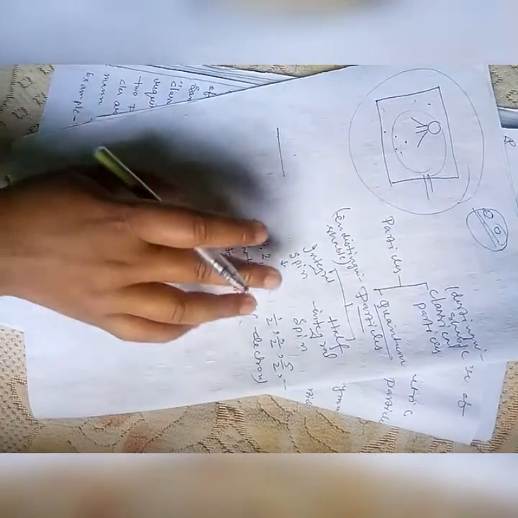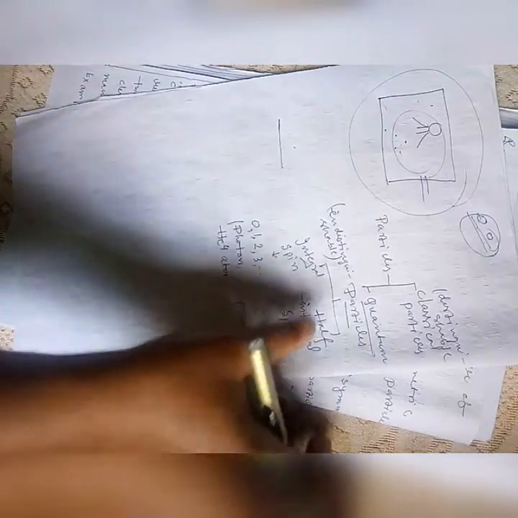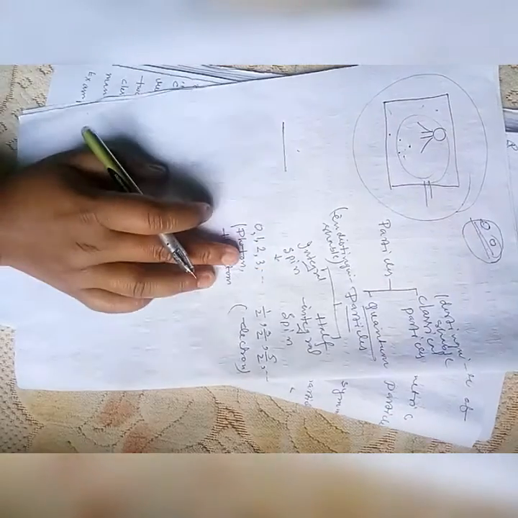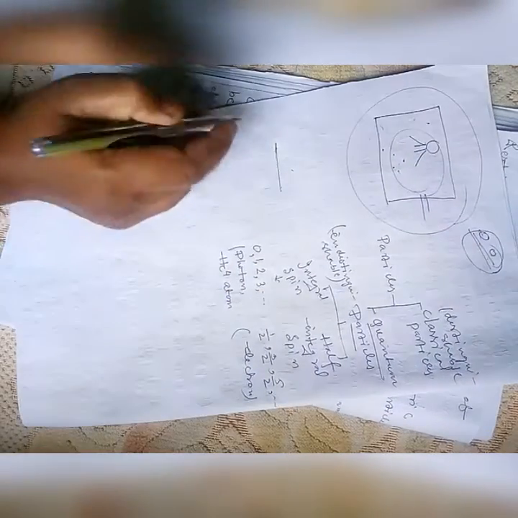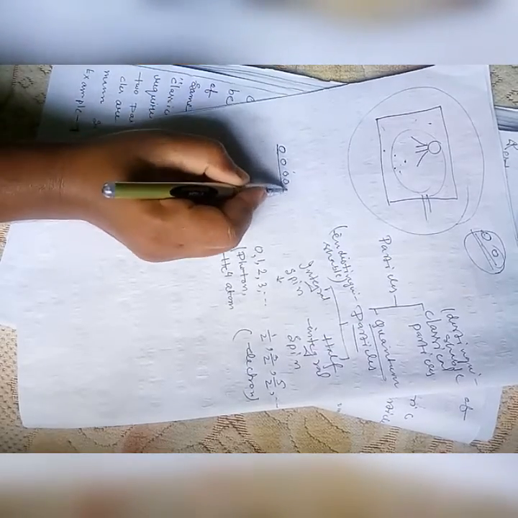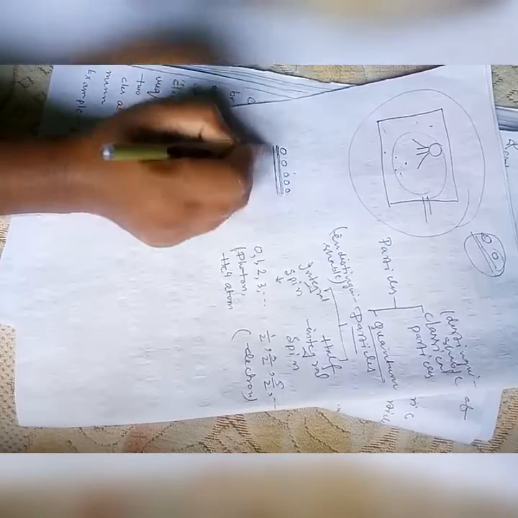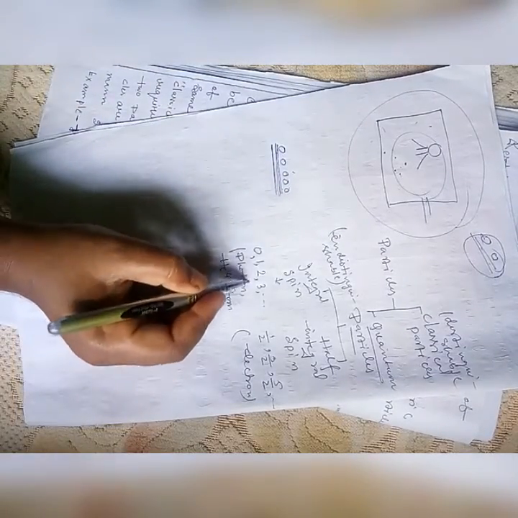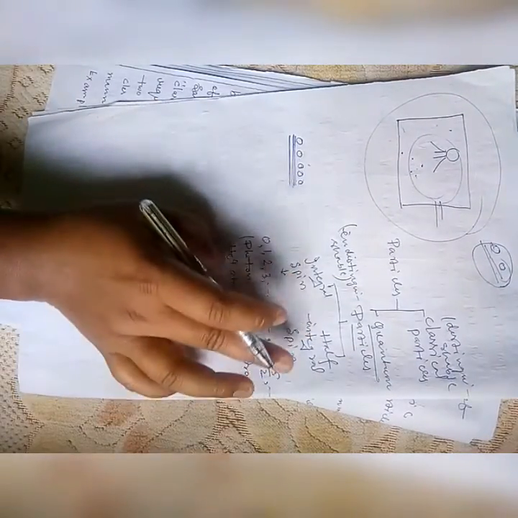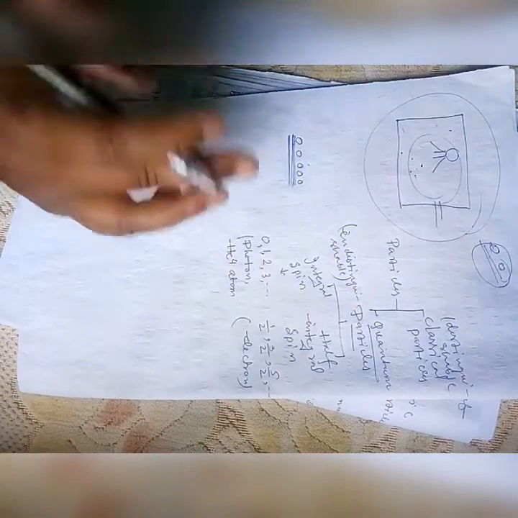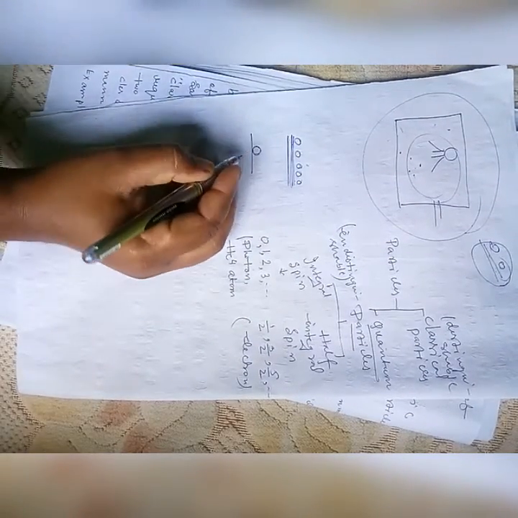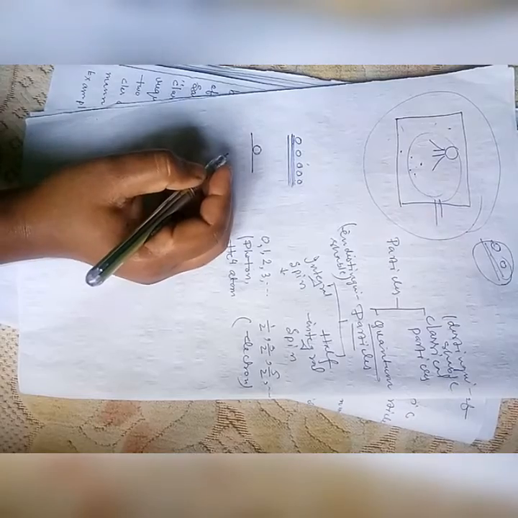Now the particles having integral spin, we can put any number of particles in a single state. Now particles like the electron which have half integral spin, we can put only one particle in a single state. We cannot put more than one particle.